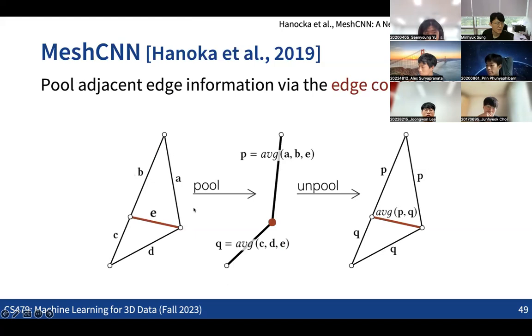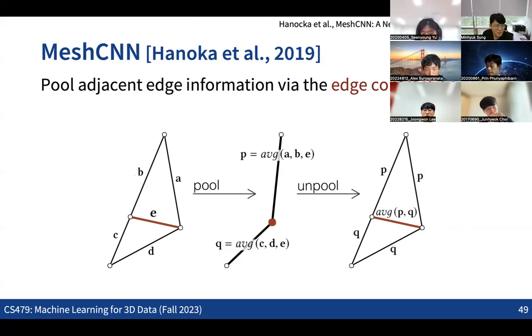So when you take out this edge E, we aggregate the information of the edges that are opposite to each other, B and A, and also C and D. In this way, we iteratively decrease the resolution of the meshes. And if we do the opposite, if we do everything in the reverse way, then we can also define the unpooling operation. So that was using very conventional ideas of mesh simplification to apply the same kind of pooling operation to make a convolutional neural network that can work with meshes.